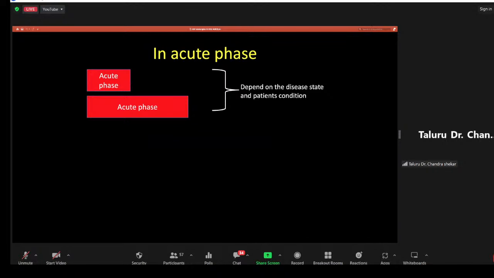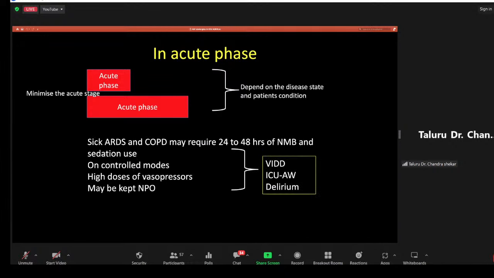As I've said, in the acute phase, the whole idea of management would be to reduce the duration of this acute phase. We have to minimize the acute stage. Then the focus again has to go to the management of the disease. That is where you have to look at the pathology. So these are some of the guidelines that generally we use in sick ARDS and COPD patients who are going on low tidal volume ventilation.